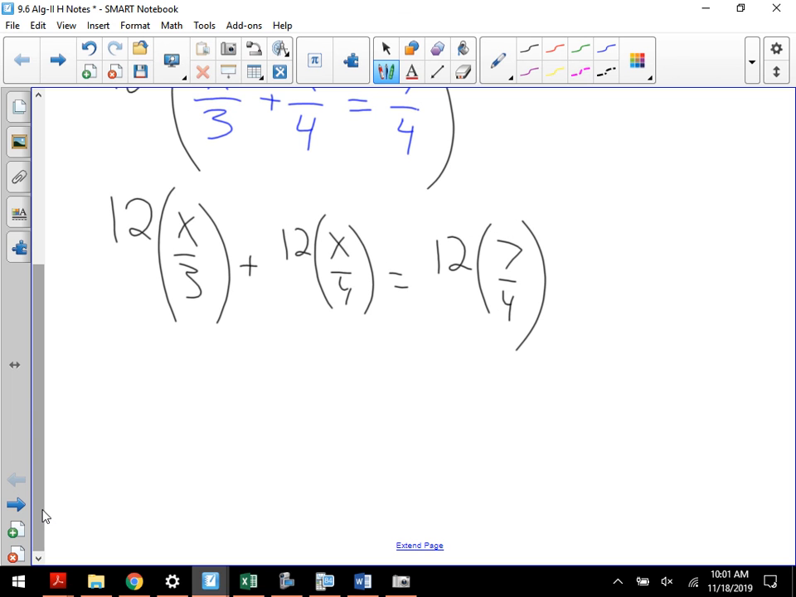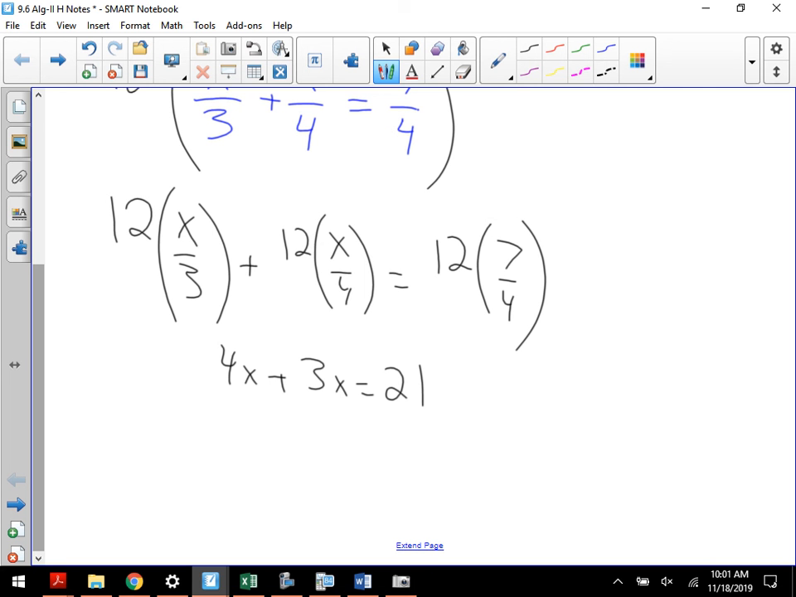What's 12 divided by 3? 4. All you're doing by multiplying by a common denominator is eliminating the denominators. They're all gone. When you have equations, if you multiply one thing to one side, you have to do it to the other to keep it balanced.